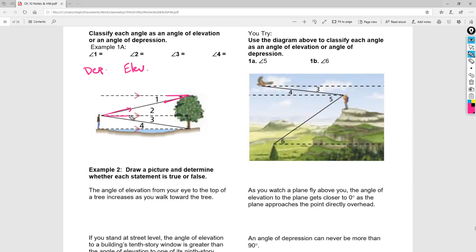3 is the exact opposite. I have a flat line and then I'm extending downwards. So that is going to be depression again. And then 4, I have my flat line and I am extending upwards. So this will be elevation once more. Right? Go ahead and give this one a shot. So pause the video and see if you can classify angles 5 and 6 as elevation or depression.